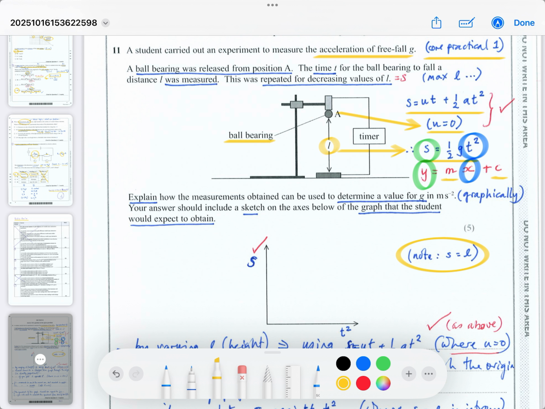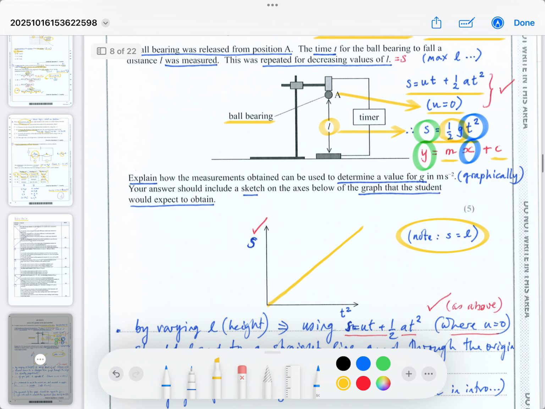And the gradient will be what's in front of t squared. So the gradient will be equal to half g. And this in A level is what they want you to have the skills mathematically to work out what you should put on which axis to get a straight line going through the origin in this case. And you should get a yellow line, like my yellow line, directly proportional.